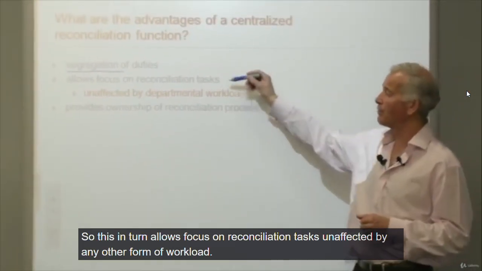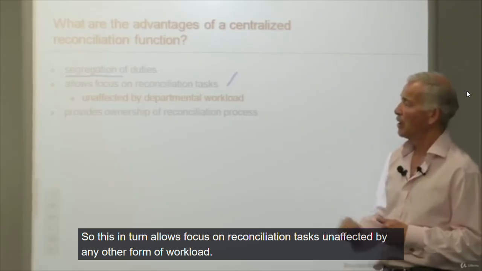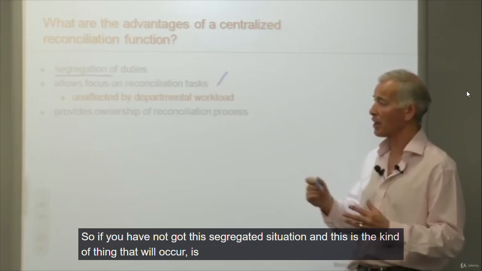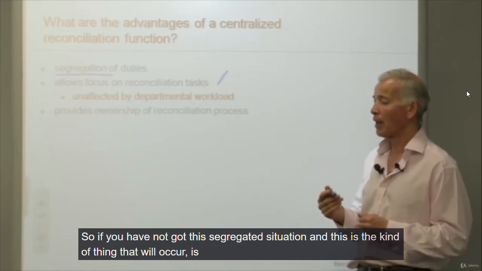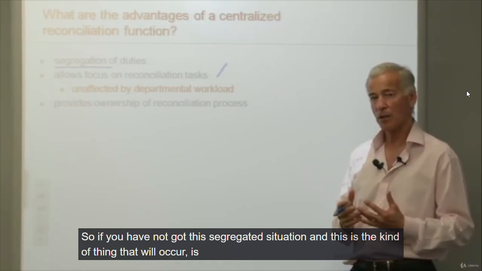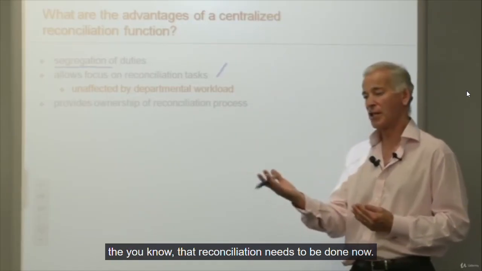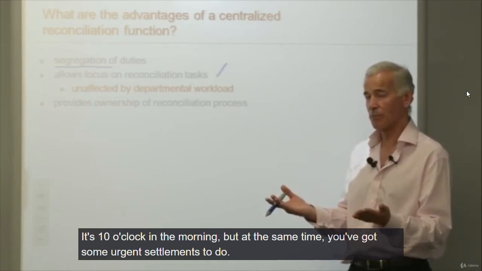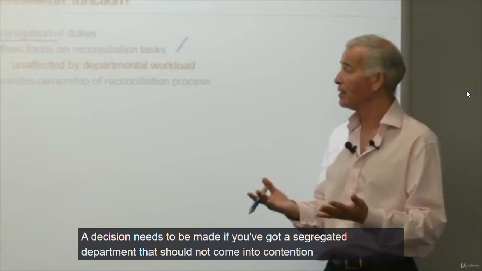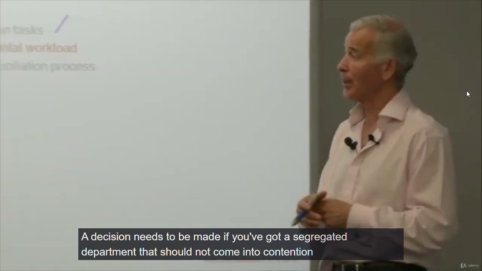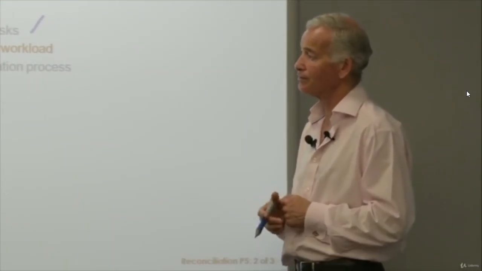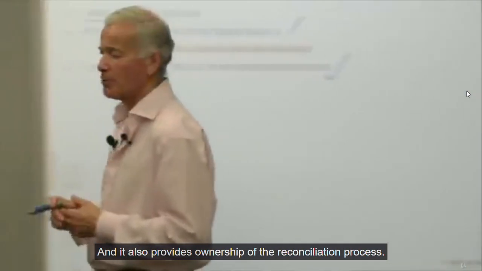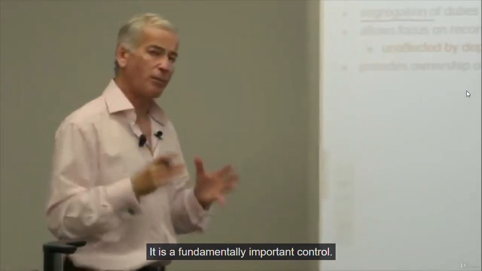So this in turn allows focus on reconciliation tasks unaffected by any other form of workload. If you have not got this segregated situation, this is the kind of thing that will occur: you know that reconciliation needs to be done now. It's 10 o'clock in the morning, but at the same time you've got some urgent settlements to do. A decision needs to be made. If you've got a segregated department, that should not come into contention at all. And it also provides ownership of the reconciliation process. It is a fundamentally important control.